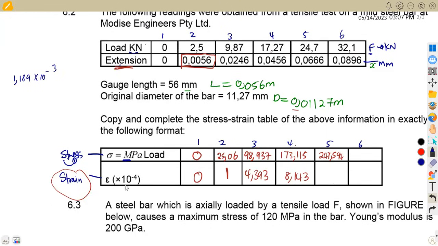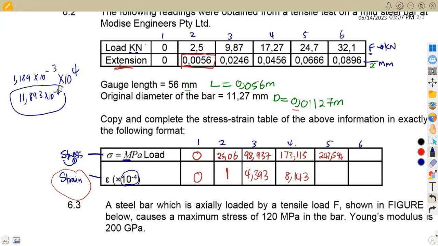But here, our answer is supposed to be times 10 to the power of -4. So how do you convert this answer that is displayed on your calculator to times 10 to the power of -4? You multiply by the inverse. The inverse of -4 is going to be power of 4. So you multiply by 10 to the power of 4. The moment you do this, your answer is going to be 11.893, something like that, which is now times 10 to the power of -4.